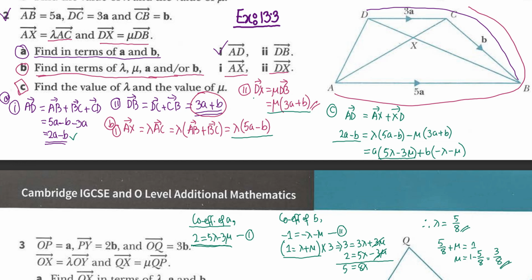Hope, guys, you understood the way we did the question. This is from exercise 13.3, and the questions I'm showing you are from the Cambridge IGCSE and O-level additional maths book. This is completely a Cambridge book. The rest of the questions from this exercise 13.3 are almost a similar type.